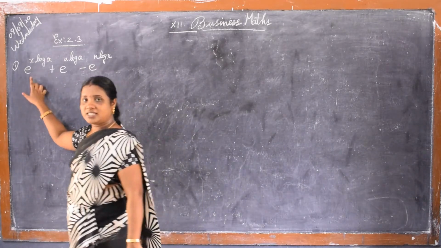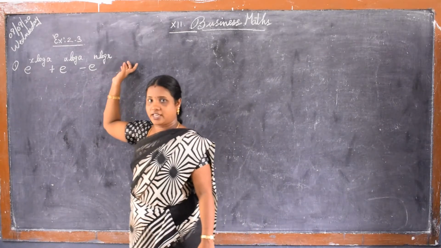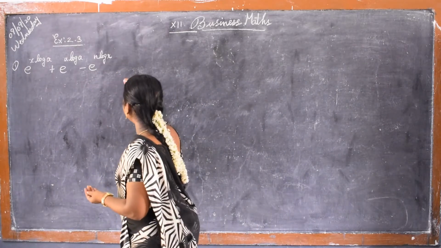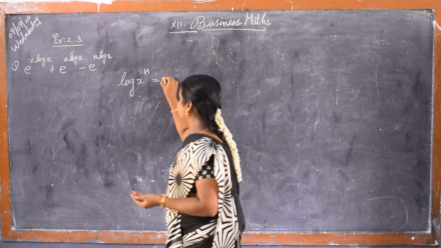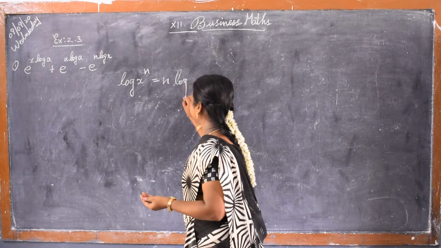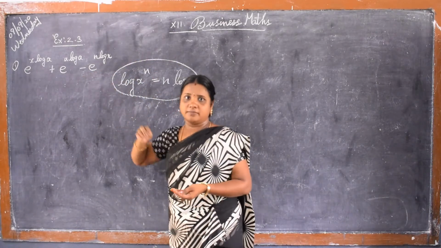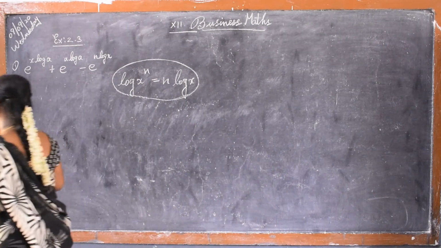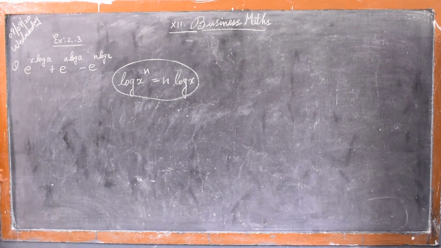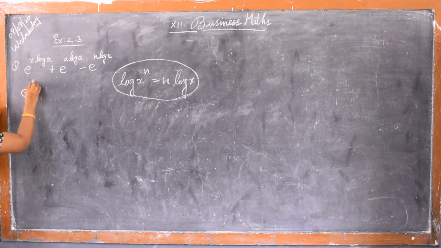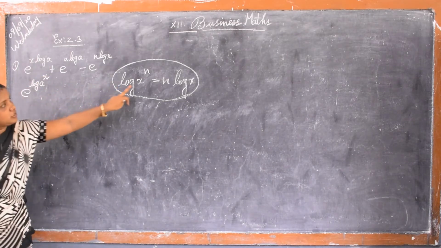Our first problem is e power x log a plus e power a log a minus e power n log x. See, we already know the logarithmic rule: log x power n we can write as n log x. This logarithmic rule only we are going to use in this problem. See here, this is of the form e power x log a. This one I can write as e power log a power x. Have you understood? This rule only I am using here.